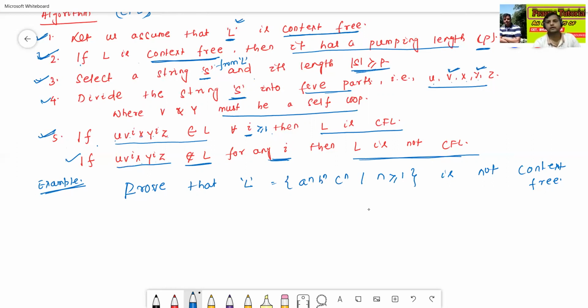Now how to prove this? What is the first step? The first step is: let us assume that L is context free.